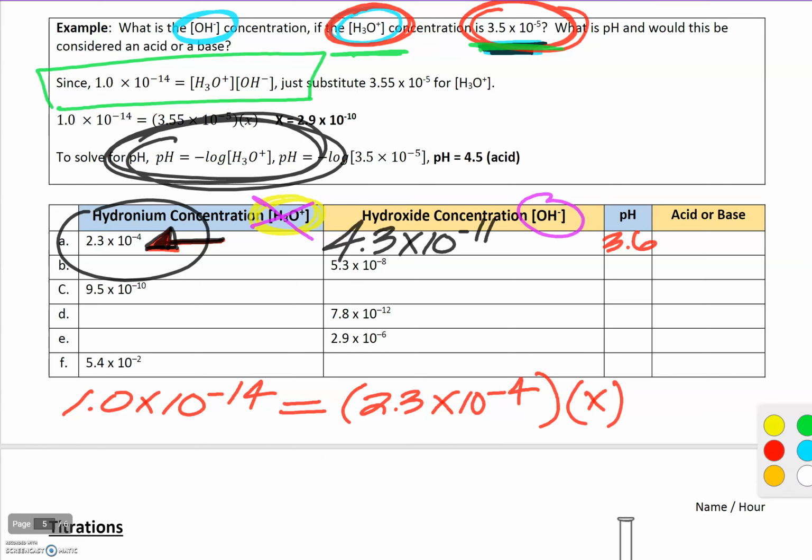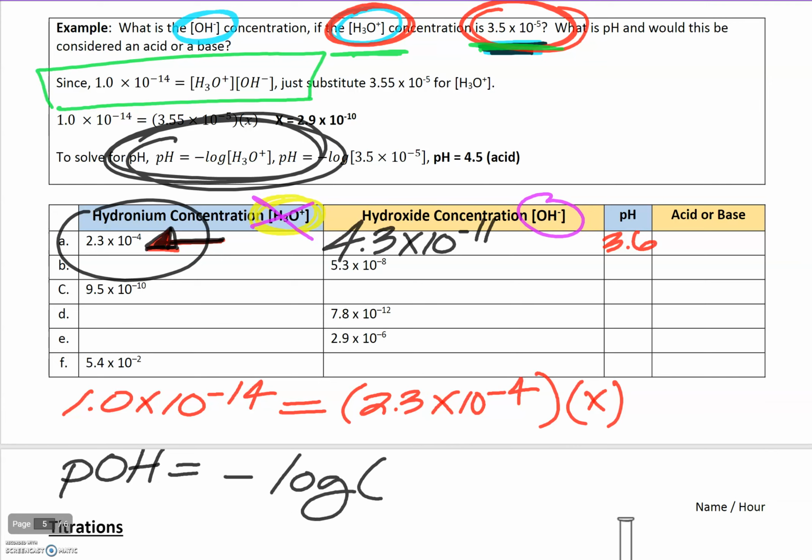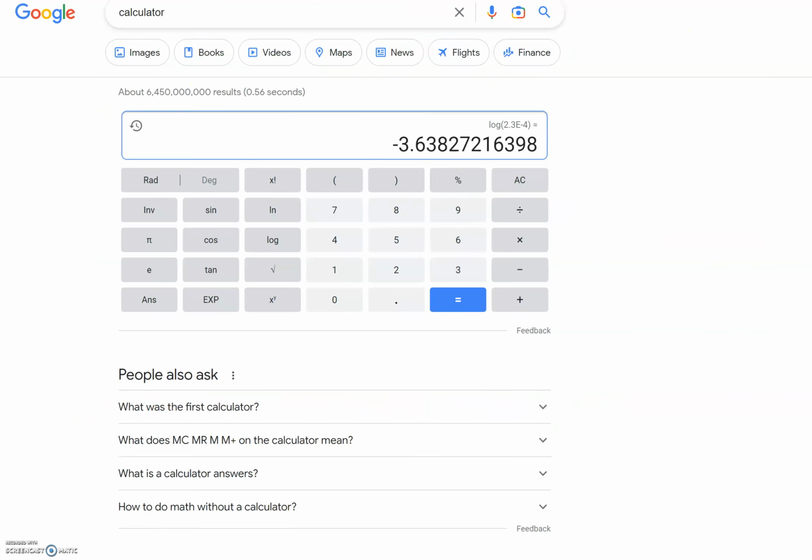And so let's find the pOH. So pOH is going to equal the negative log of the other one, the hydroxide. So 4.3 times 10 to the negative 11th. Okay, so let's go do that.